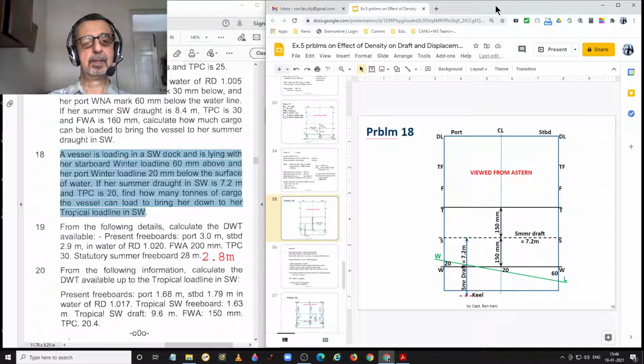60 millimeters above and her port winter load line 20 millimeters below the surface of the water. If her summer draft in salt water is 7.2 meters and the TPC is 20, find how many tons of cargo the vessel can load to bring her down to her tropical load line in salt water.